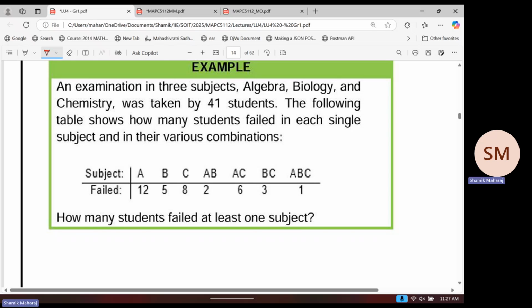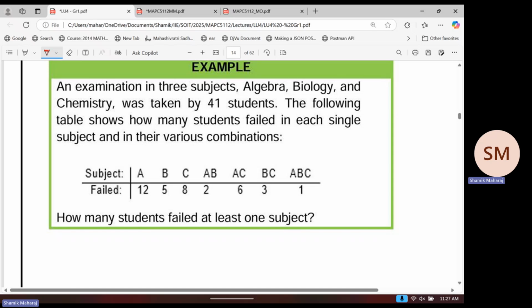Okay, so let's see this one. I think it gets a bit complicated. Hopefully not. So the example, let me just read it. It says, an examination in 3 subjects, algebra, biology, and chemistry, was taken by 41 students. The following table shows how many students failed in each single subject and in their various combinations. Okay, so first let's understand the table.